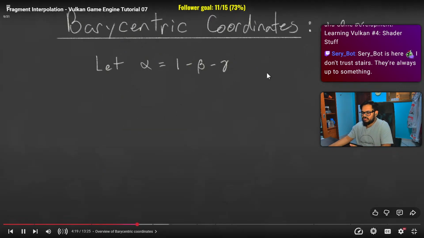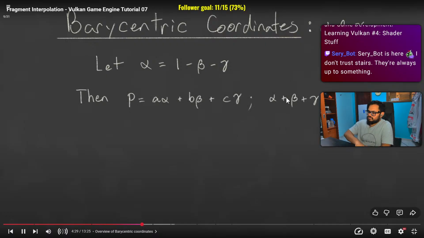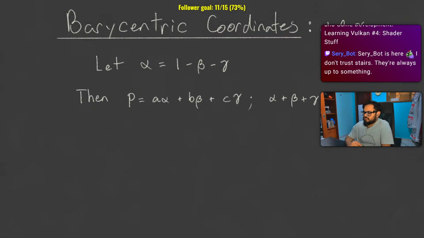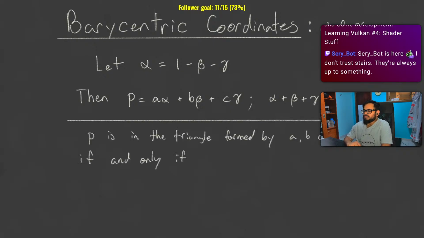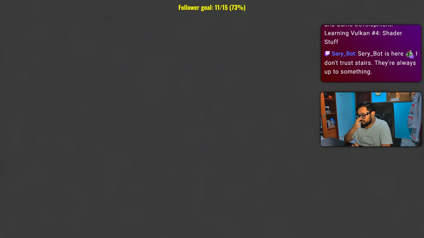Often, we'll simplify 1 minus beta minus gamma to just alpha. Then we get the equation P equals A times alpha plus B times beta plus C times gamma, with the additional constraint that alpha plus beta plus gamma equals 1. So hopefully I've explained well enough that conceptually you understand how this works. One nice feature of barycentric coordinates is that a point is inside a triangle if and only if alpha, beta, and gamma are all greater than 0 and less than 1. Okay, now back to Vulkan.